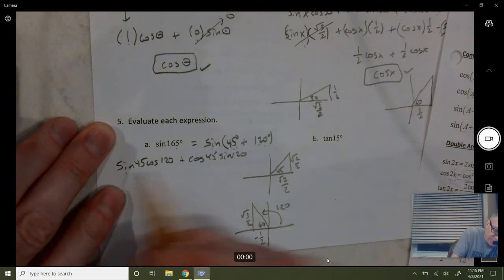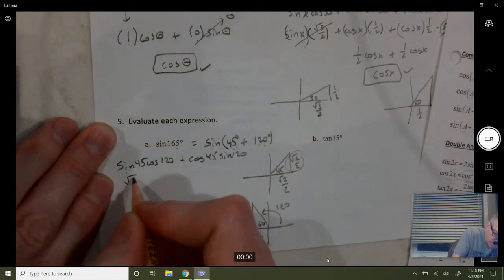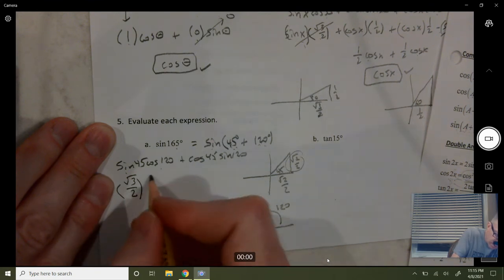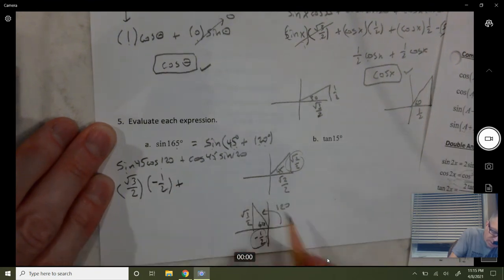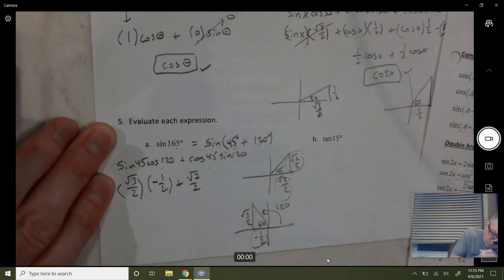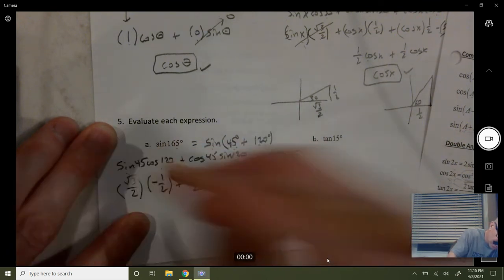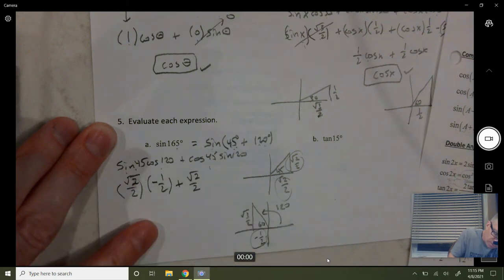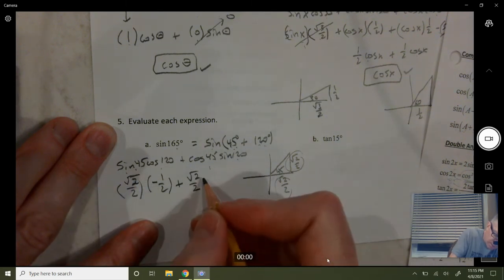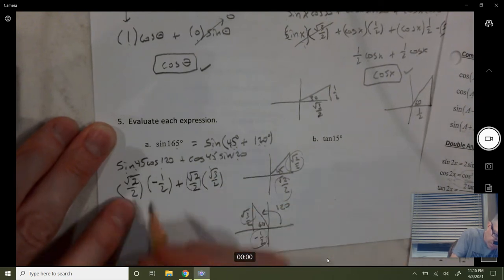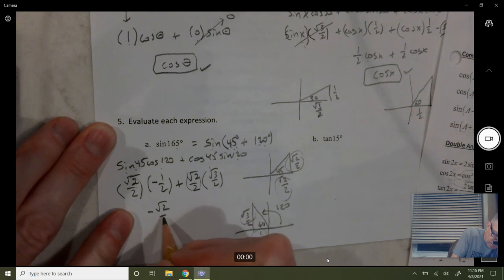Sine of 45 is going to be this, rad 3 over 2. Cosine of 120 gives us this, negative 1/2, plus cosine 45, rad 2 over 2. Sorry, this was a rad 2 over 2. Can't read my own writing. Sine of 45 was rad 2 over 2. And sine of 120 is rad 3 over 2. So I get negative rad 2 over 4 plus rad 6 over 4.